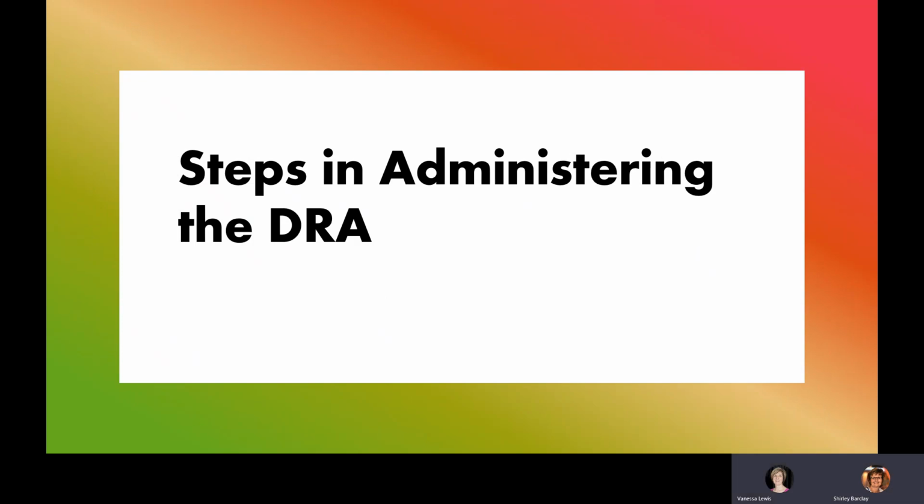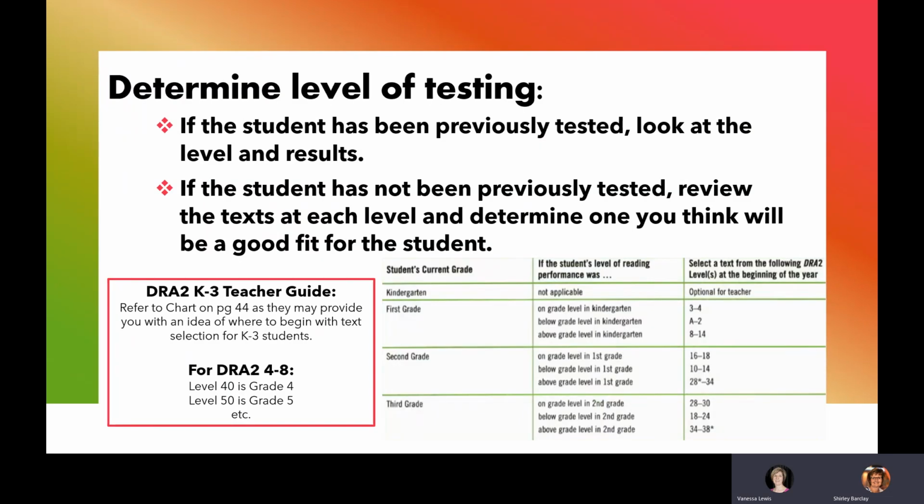Okay, well, now we'll explore some steps in administering the DRA. All right, so if the child has been previously tested, like I said, then you look at the levels and the results that are in your school. If the child has not been previously tested, then you review the text at each level and determine which one you think would be a good fit for the child.